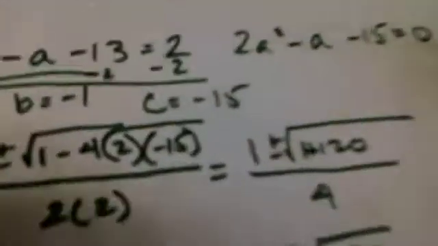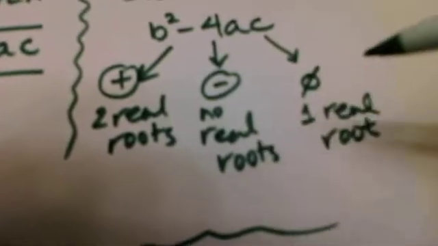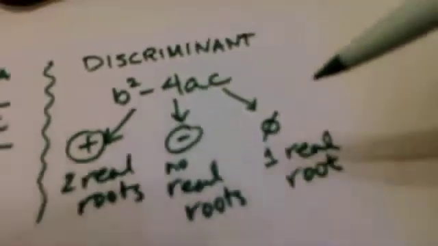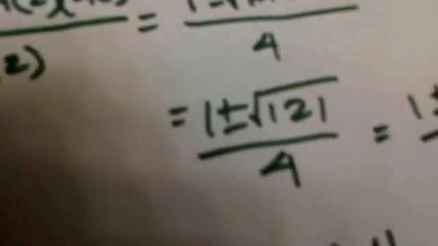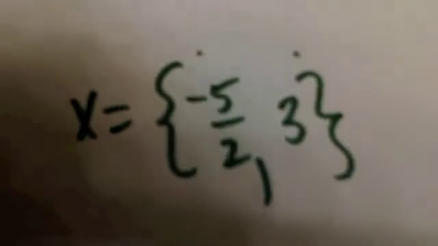Let's talk about the discriminant right now. Remember, the discriminant tells us how many roots there are. If it's positive, there are two real roots. If it's negative, there are no real roots. And if it's 0, there's one real root. Let's look at our discriminant. When I evaluated this, I found that the discriminant was 1 plus 120, which gave me 121. That's a positive number, therefore I should have two real roots. Let's look at our answer: 1, 2 real roots. The discriminant is correct. So that's how you would do a discriminant problem.